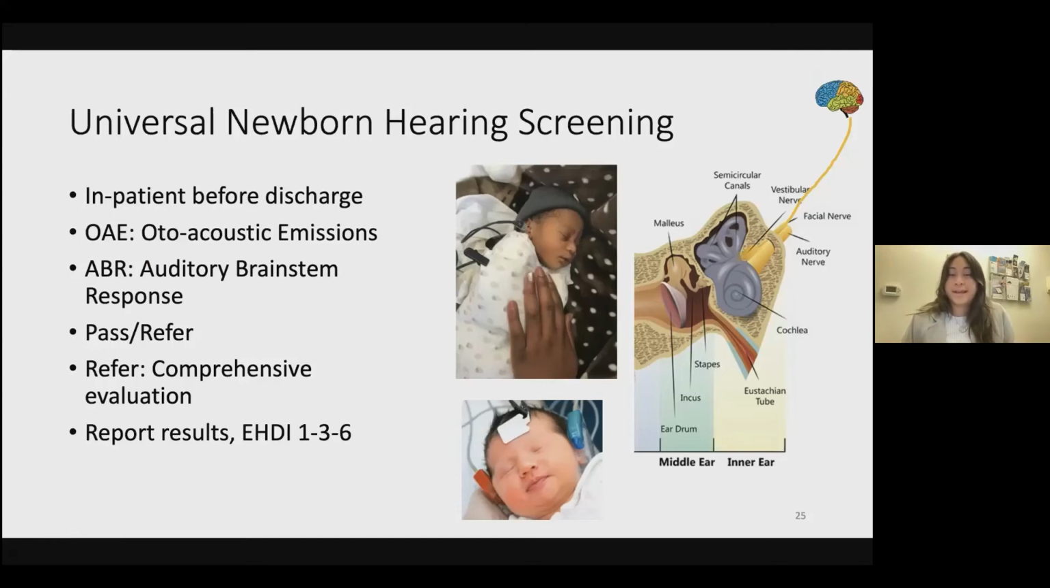Newborn hearing screening has significantly reduced the age at which hearing differences are being diagnosed, from about 3 years old in 1987 to 2 to 3 months old when newborn hearing screening began.